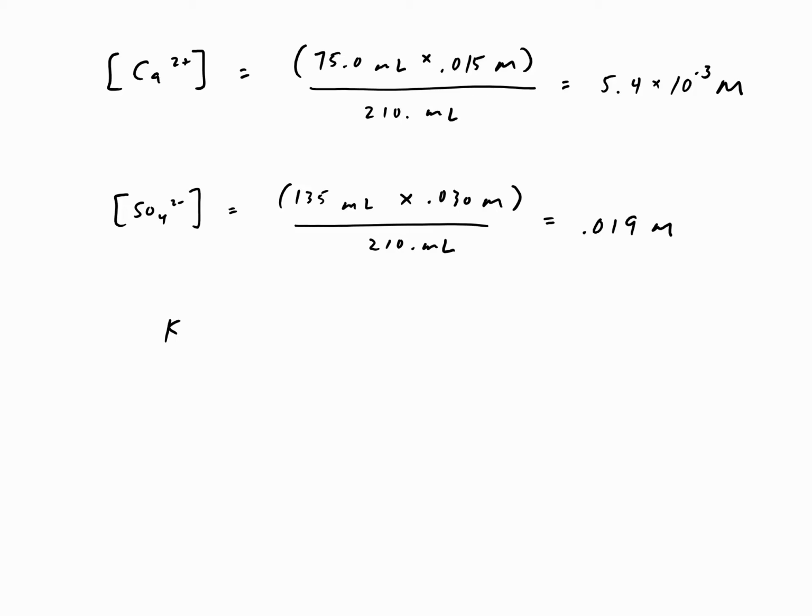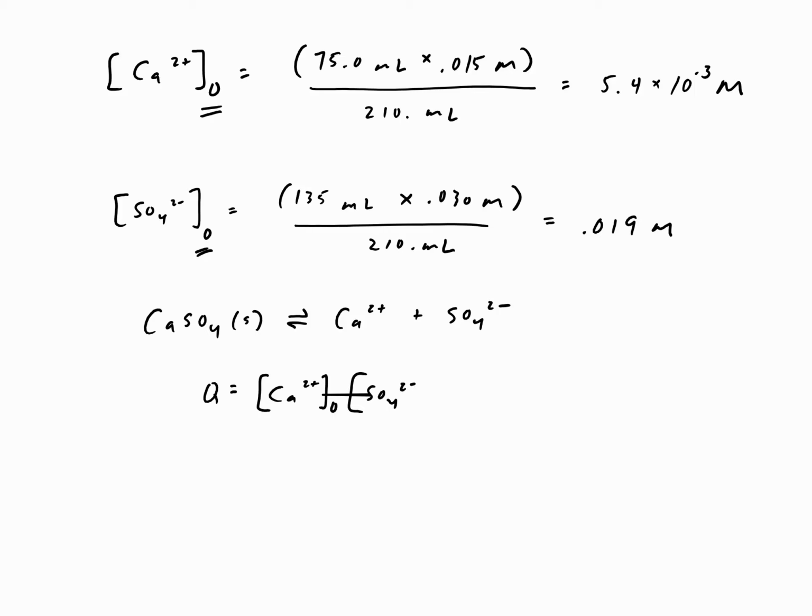We don't need an ICE table, but it is good practice to write out the equilibrium expression so we don't forget about our exponents. In these Q versus K problems, we just need the correct equilibrium expression. We see everything's 1 to 1 here, and so we're going to calculate Q. These are our initial amounts, and remember, Q is done with initial amounts as opposed to the equilibrium amounts. SO4 2-.